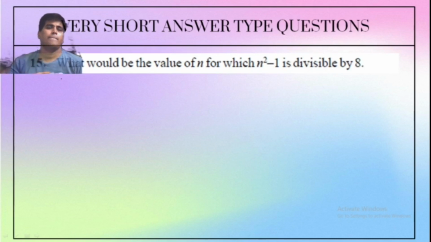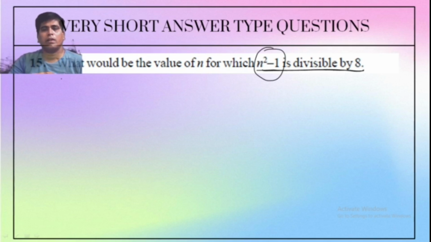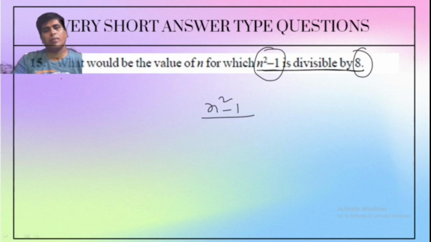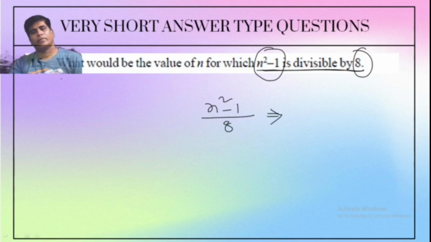Next question. What would be the value of n for which n square minus 1 is divisible by 8? This is a very important statement. N square minus 1 is one number, and 8 is another number. So n square minus 1 divided by 8 means it divides completely, so when we divide by 8, we get remainder 0.